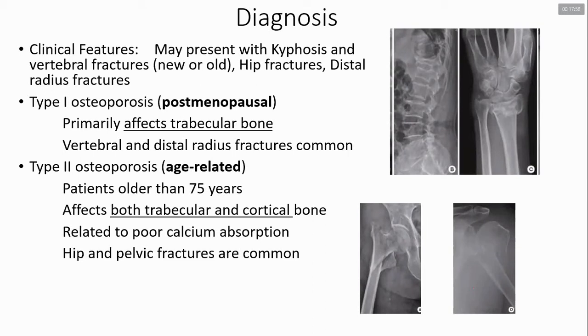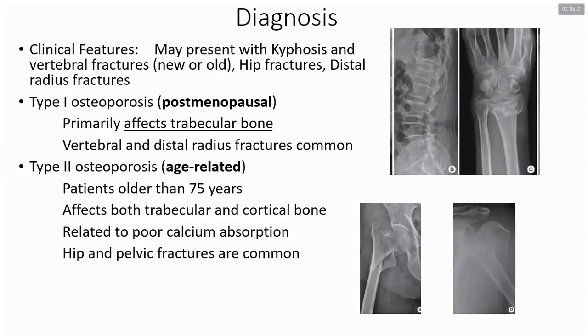The most important ones are the vertebral fractures, distal radius fracture, and the hip fractures. Okay, so broadly it is divided into two types of osteoporosis. The first one is postmenopausal or hormone related. So any postmenopausal lady around her 40s to 50s is a candidate for type 1 osteoporosis. It affects the trabecular, the cancellous type of bone more than the cortical, and the sites involved are commonly vertebral and distal radius fractures.